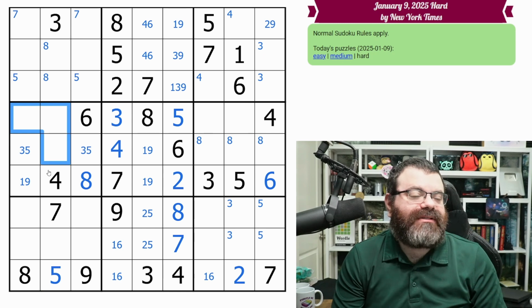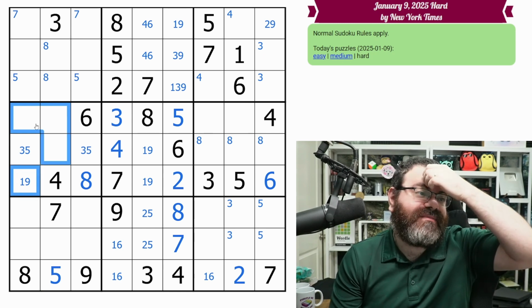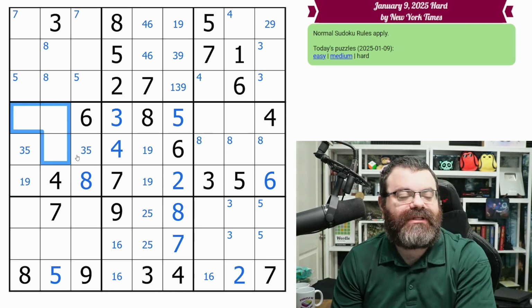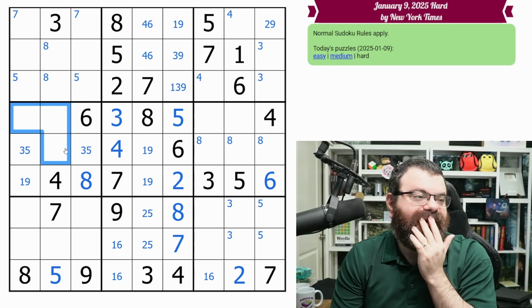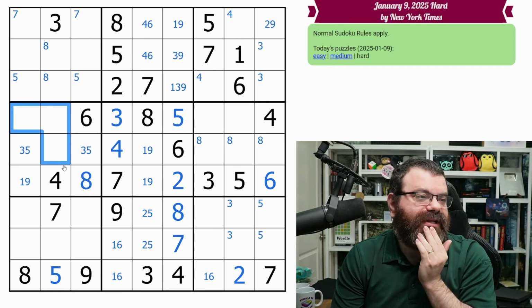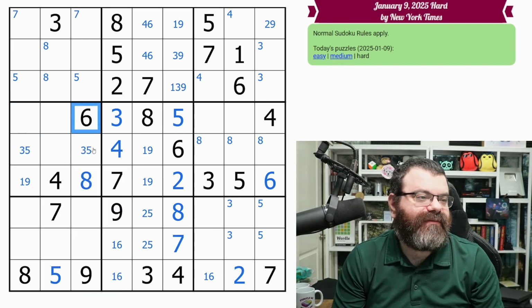So we want to think. Sometimes it's easiest just to think about what's left in these blank cells, if there's few enough of them to keep that in your head. So what's left is 1 2 7 9. So we've removed 1 2 7 9 from these two cells.